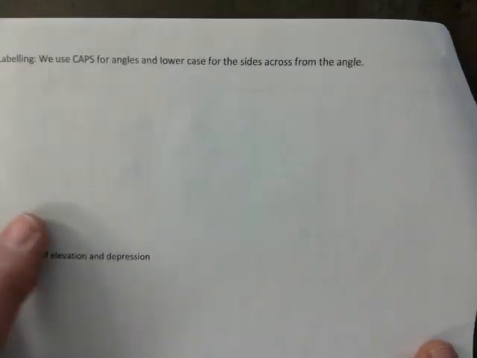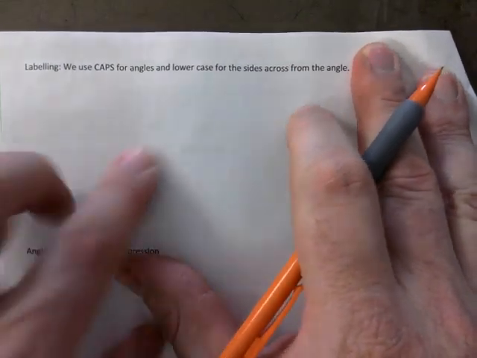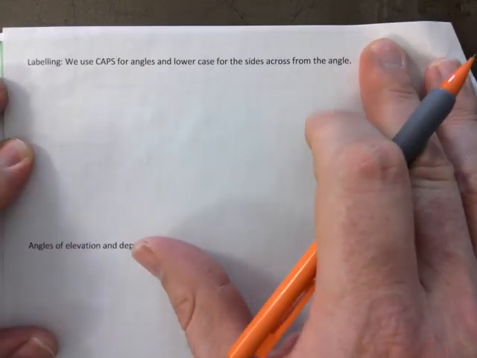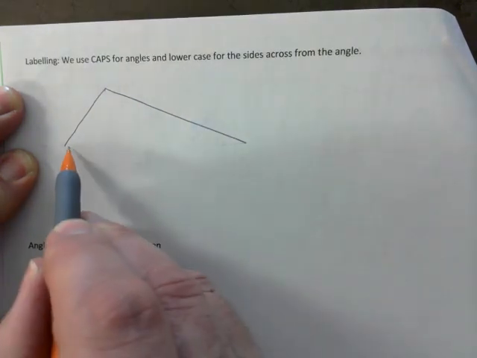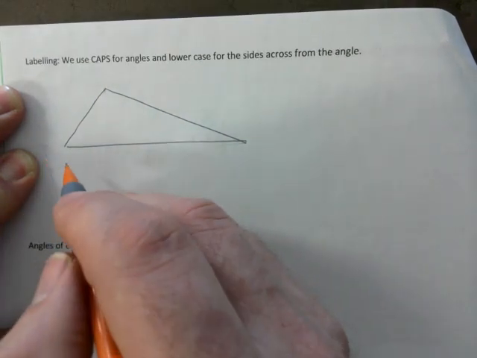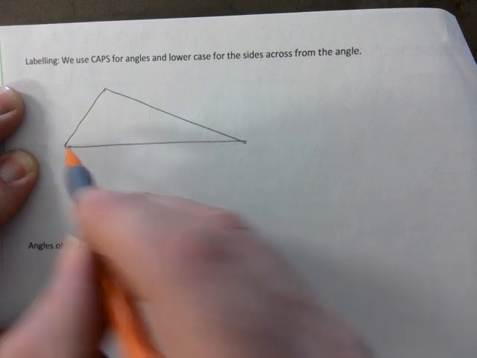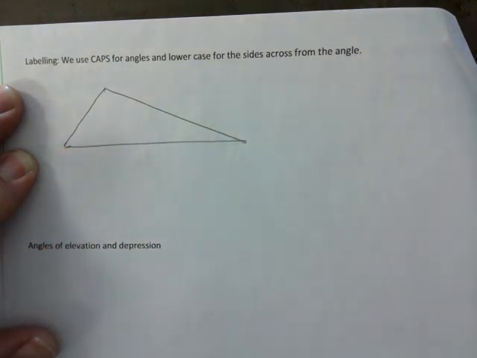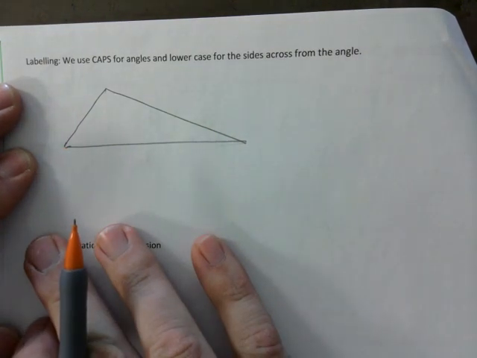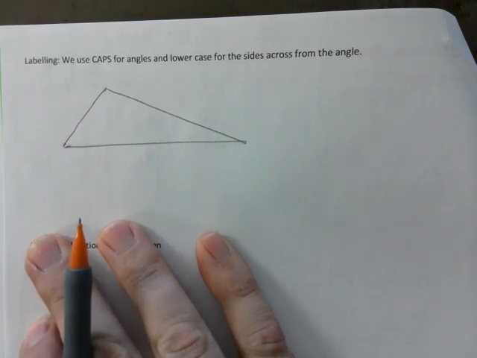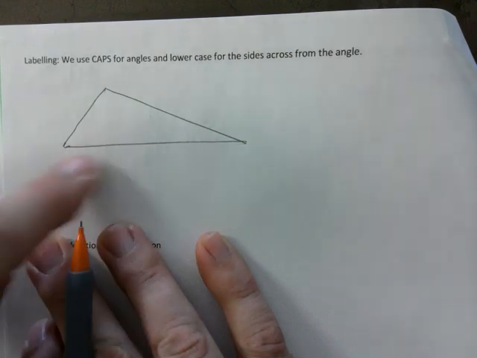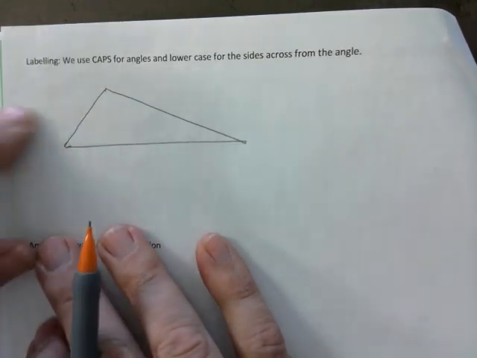Okay, we use caps for angles and lowercase for sides across from the angle. Very important. So if you draw one, most likely, listen carefully, most likely you will not have a right triangle. SOHCAHTOA, if that means anything to you, don't worry about it. Throw it out the window, okay? We're going to learn different trig. So most of our triangles are going to look like this.